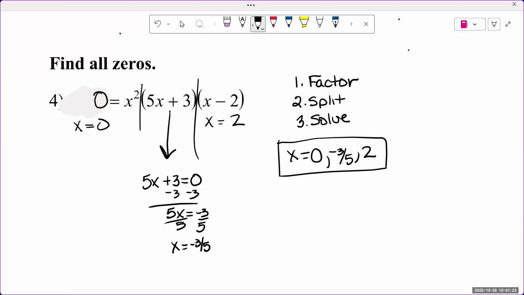Now, you are done. You don't have to do anything else. But can you see, is any of these a double root? Yeah. Okay. It's good to recognize, oh yeah, that's a double root. That's not what this question's asking for. But I remember learning about double roots.